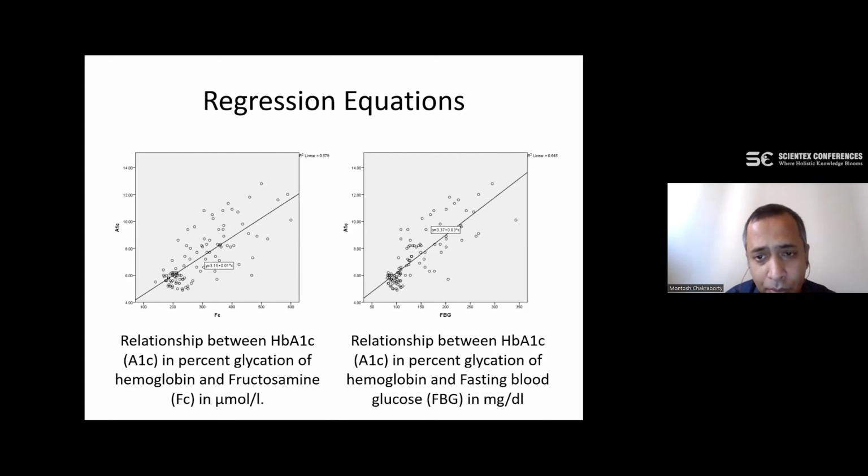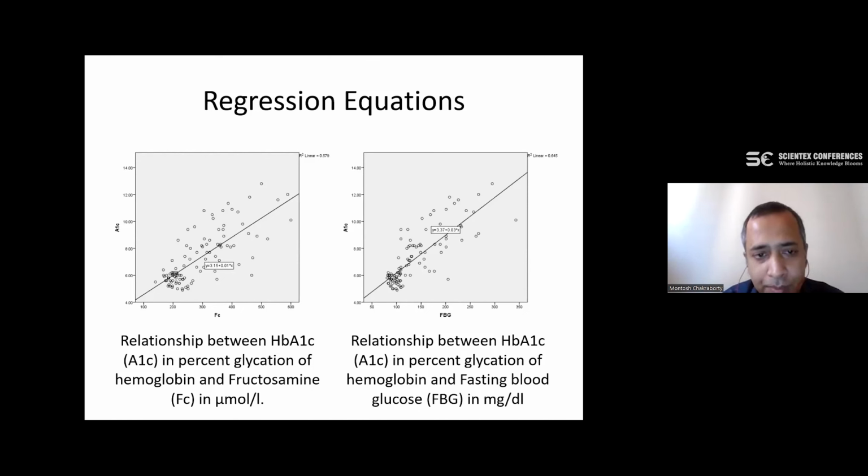involved in the study. So finally, we got y equals 3.37 plus 0.03 into x, and x is the value of fasting blood glucose. So for each value of fasting blood glucose, we got y, that is predicted HbA1c.